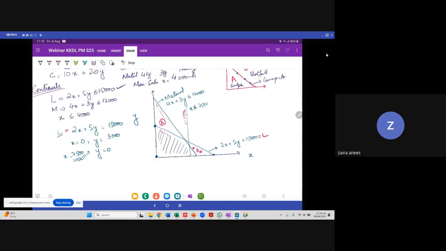So let's suppose this is point A, this is point B, this is point C, this is point D, and this is point E, right? I hope.